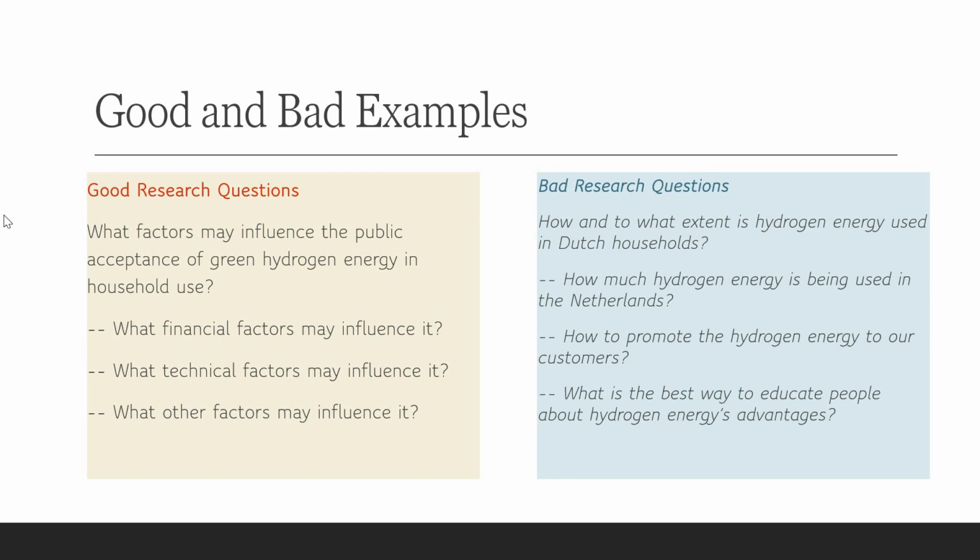And a good example of a research question is: what factors may influence the public acceptance of green hydrogen energy in household use? And then for this main research question, I chop it into three parts. What financial factors, what technical factors, or what other factors, such as political factors. And you can see that all these sub-research questions are embedded in the main research question.